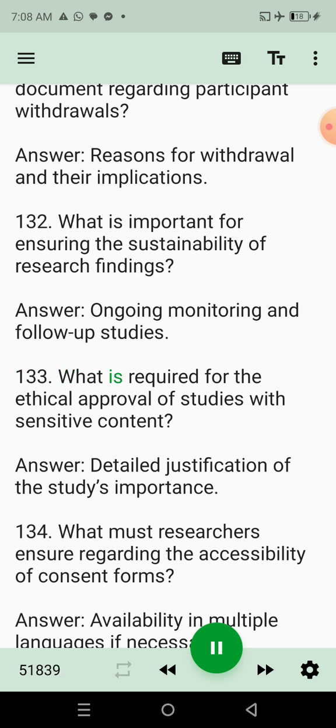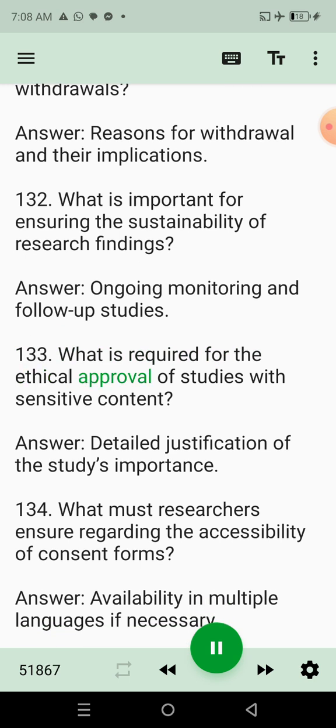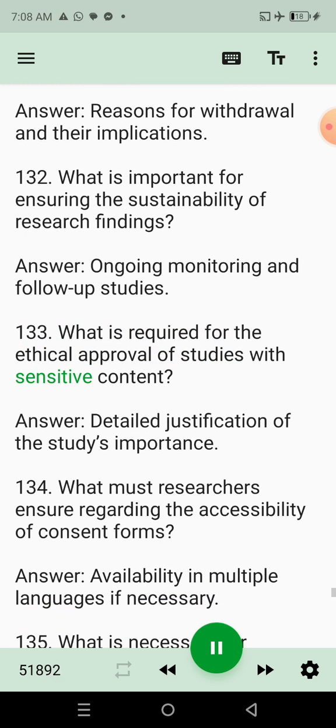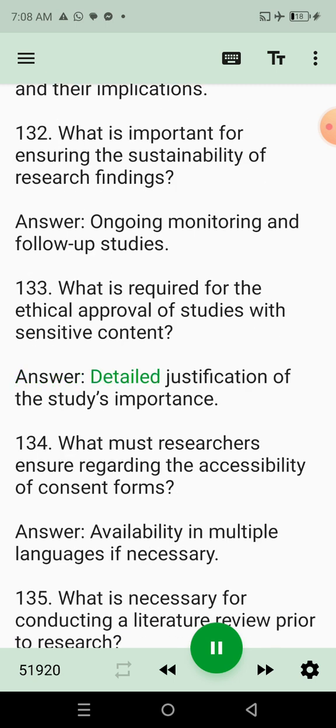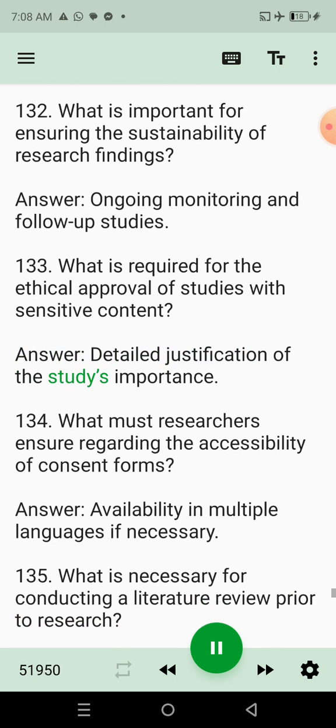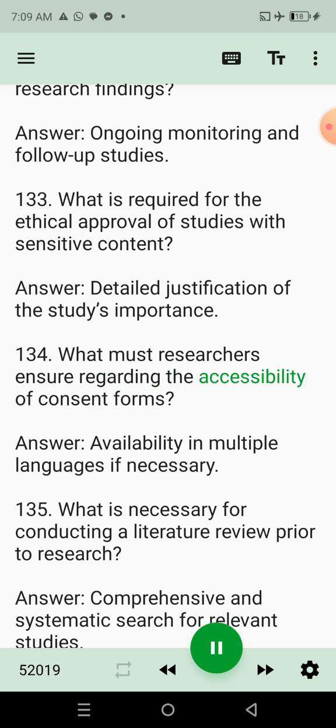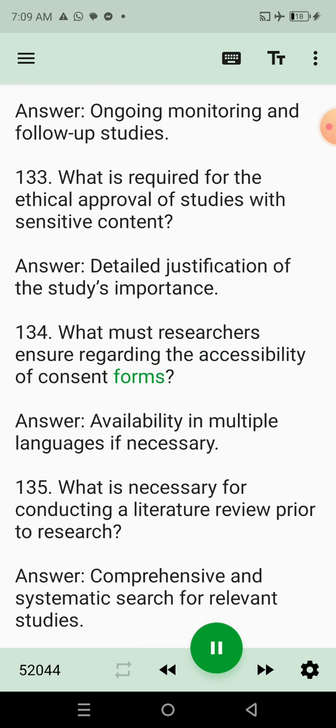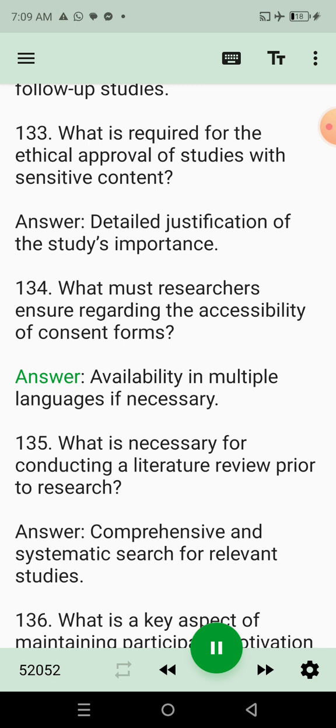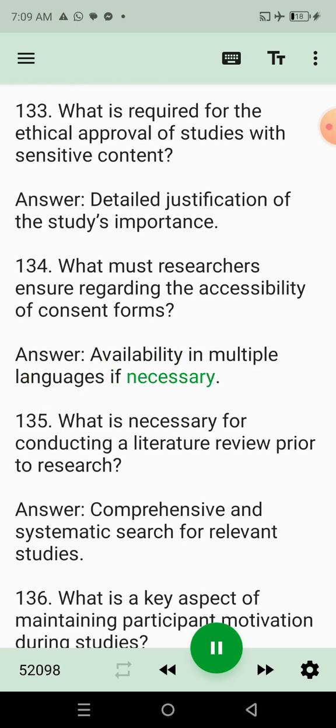133. What is required for the ethical approval of studies with sensitive content? Answer. Detailed justification of the study's importance. 134. What must researchers ensure regarding the accessibility of consent forms? Answer. Availability in multiple languages if necessary.